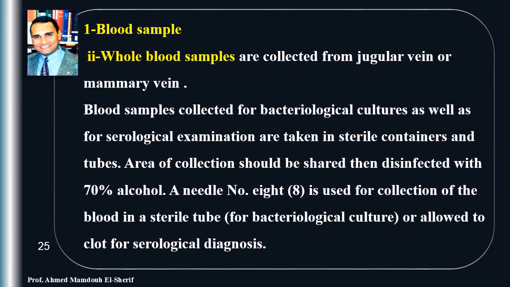Also, the whole blood samples are collected from the jugular vein or mammary vein. Blood samples collected for bacteriological cultures as well as for serological examination are taken in sterile containers and tubes. The area of collection should be shaved, then disinfected with 70% alcohol. A needle number 8 is used for collection of the blood in a sterile tube for bacteriological culture or allowed to clot for serological diagnosis.